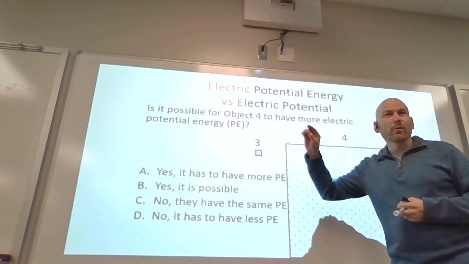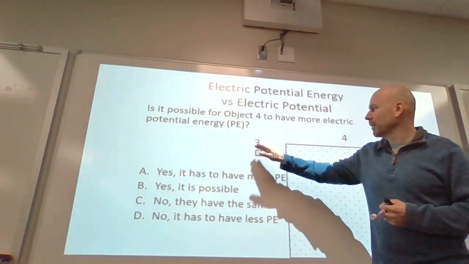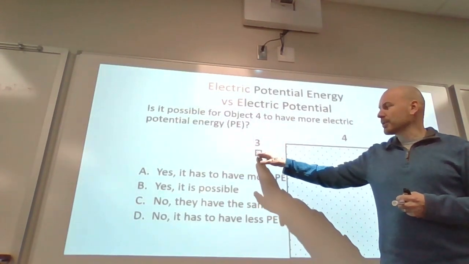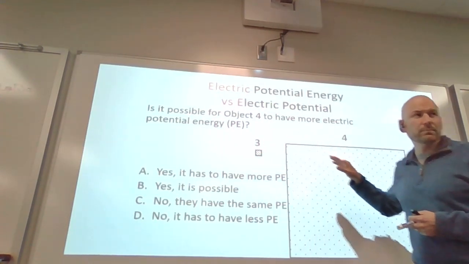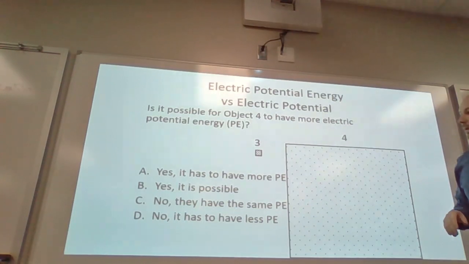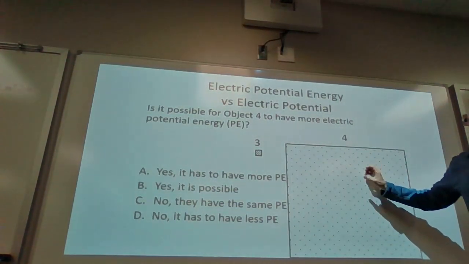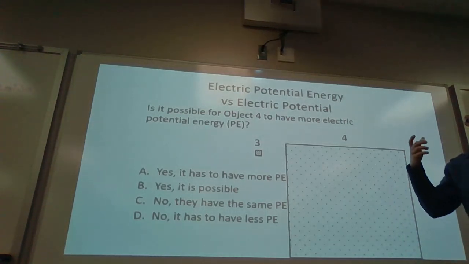Okay, so what electric potential is, is how much money there is per person, or how much energy there is per electron. So the dots can be different? The dots are people or electrons, but how crowded they are determines how much energy is present per person.